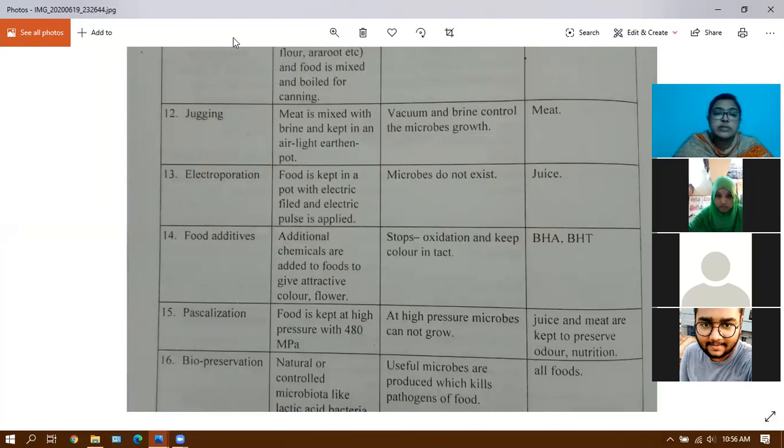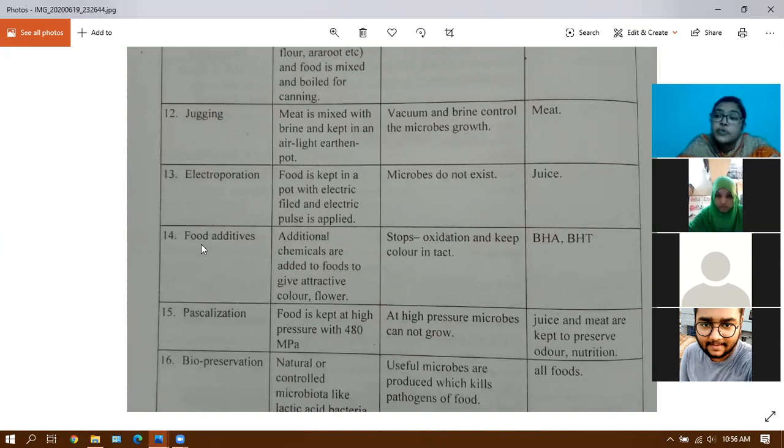Another is electroporation. What is electroporation and how does it work and what is done? Electroporation is one kind of method. There, food is kept in a pot with an electric field and an electric pulse is applied. We all know in high temperature microbes do not exist, like in juice.